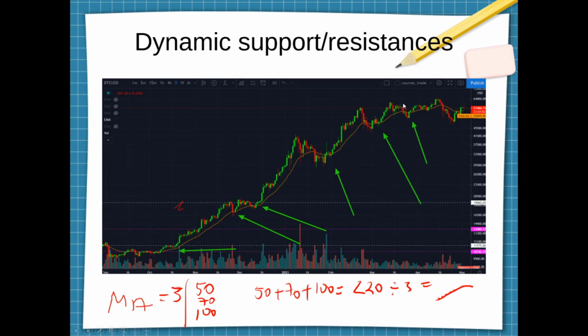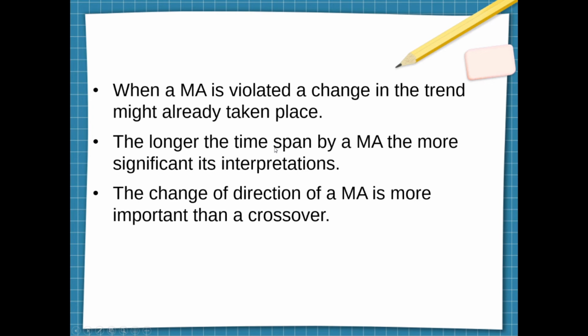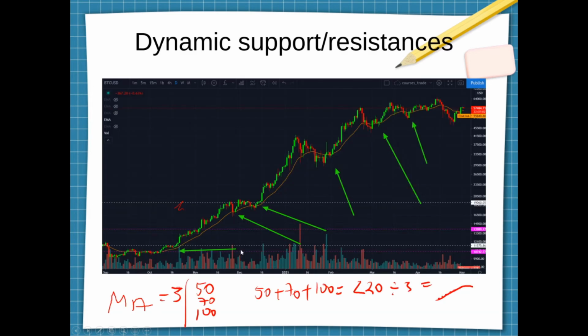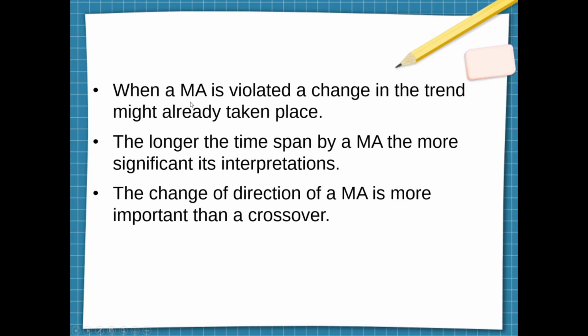Now, as you can see, this moving average is behaving as a dynamic support, and every time there is a new candle close, these numbers right there change based on the last 20 or 21 candles. Now let's see if I have anything else I should explain on this one. Okay, now when a moving average is violated, a change in the trend might already be taking place.